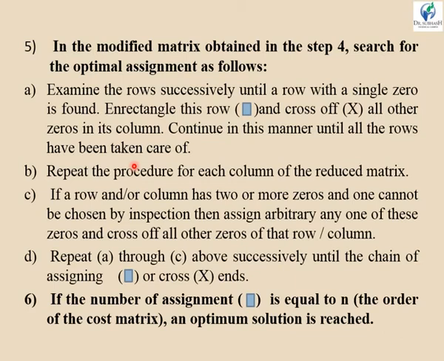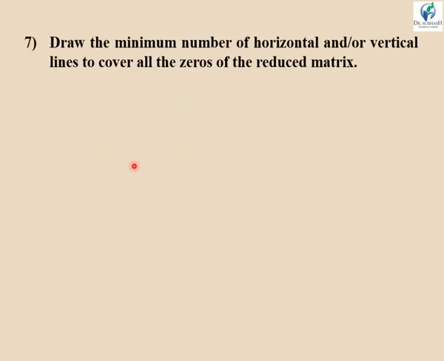Then moving to the sixth step, if the number of assignments is equal to n, the order of the cost matrix, an optimum solution is reached. Next step, draw the minimum number of horizontal and vertical lines to cover all the zeros of the reduced matrix. So this is the seventh step. You should draw horizontal and vertical lines such that all the zero elements are covered.